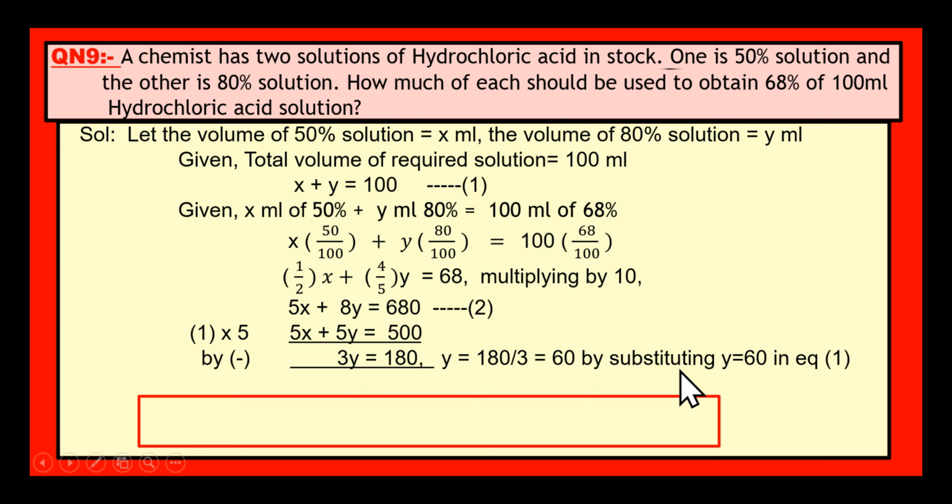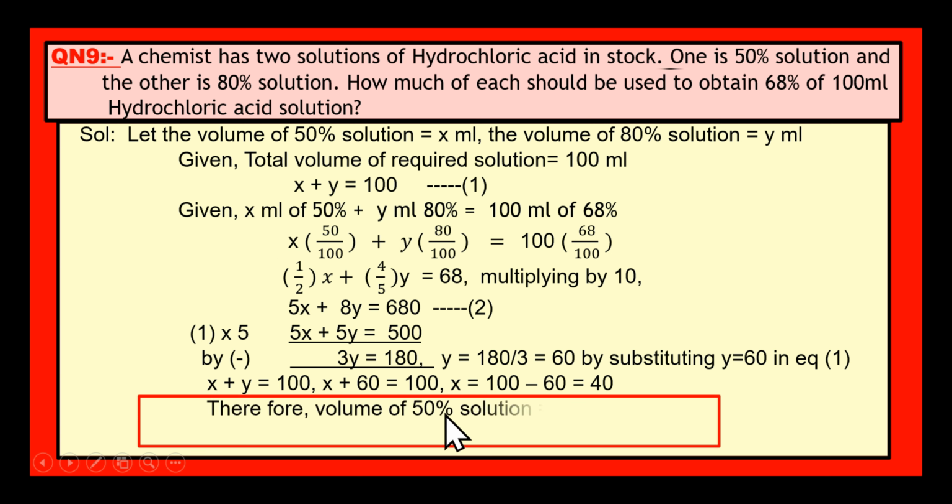Therefore, by substituting y is equal to 60 in equation 1. Let us substitute y is equal to 60 in equation 1. So that x plus y is equal to 100 but y is equal to 60. x plus 60 is equal to 100 and x is equal to 100 minus 60. What is 100 minus 60? 40. Therefore, volume of 50% of solution is 40 ml and the volume of 80% of solution is 60 ml. Is it clear?